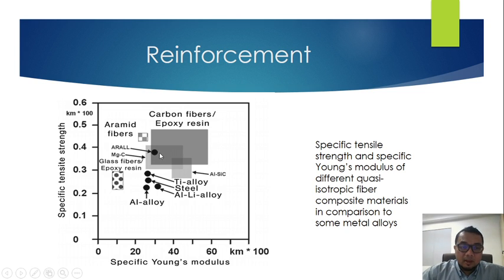As you can see, this is your matrix: aluminium alloy, aluminium lithium alloy, steel, titanium alloy. When it is combined with your reinforcement, mostly it will increase your modulus and your strength. What you see here is the single matrix. This is epoxy resin, whose modulus is too low, so it is close to the left side.